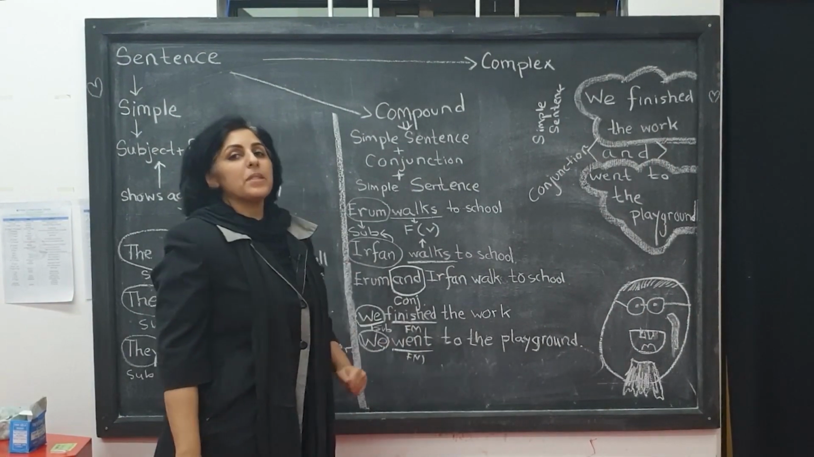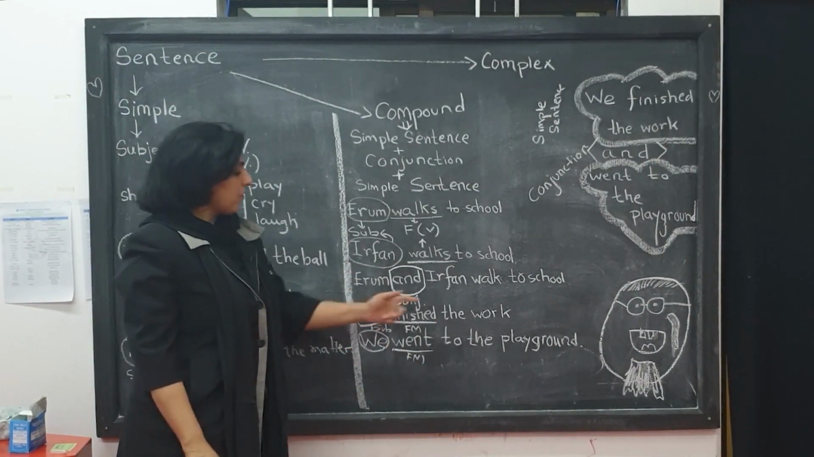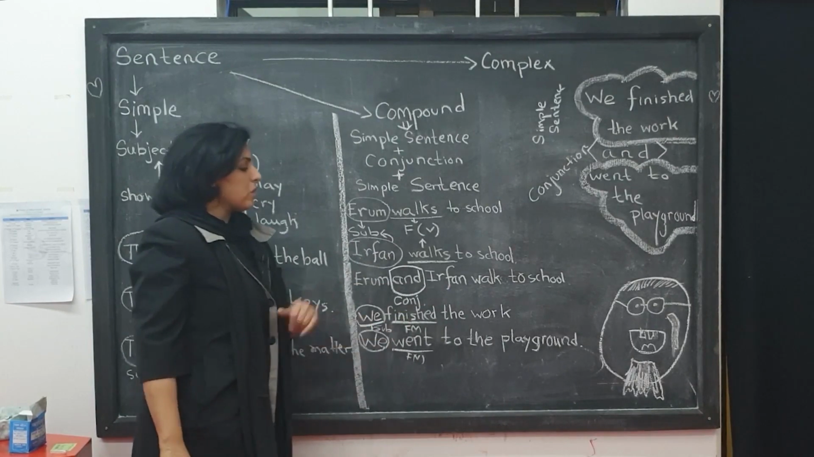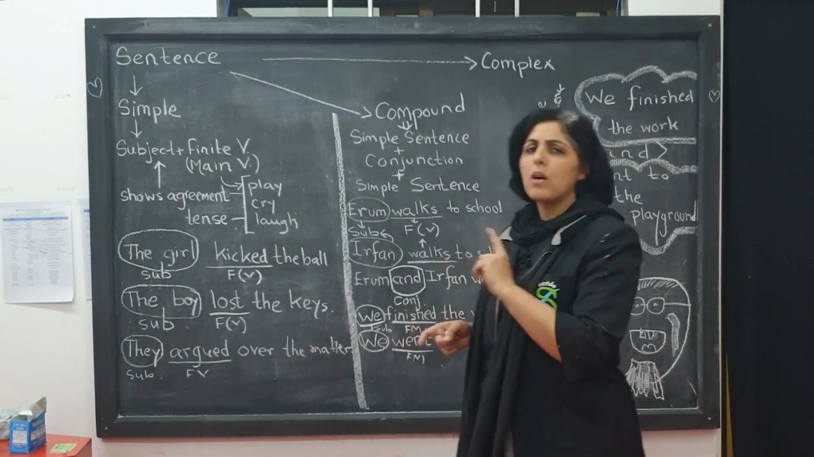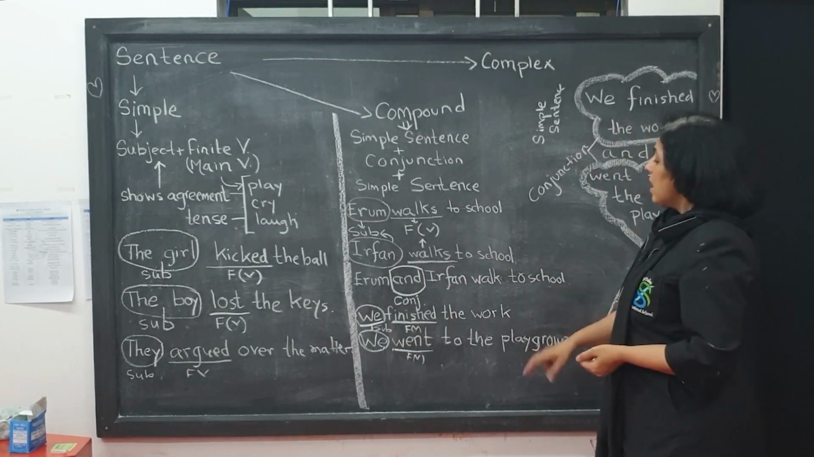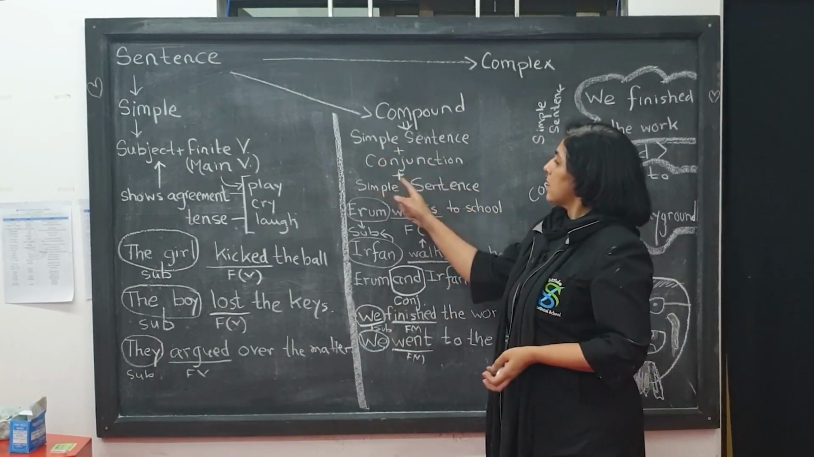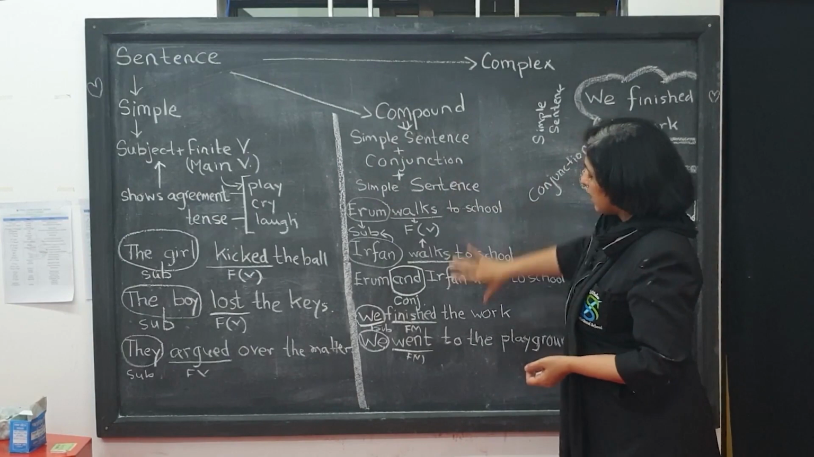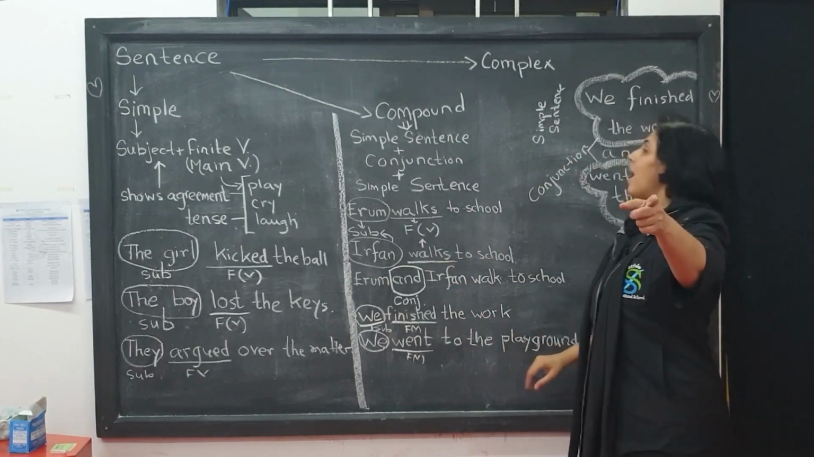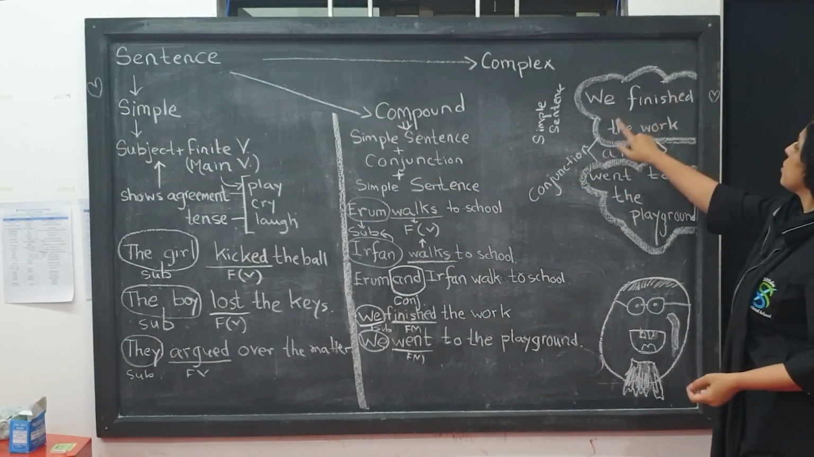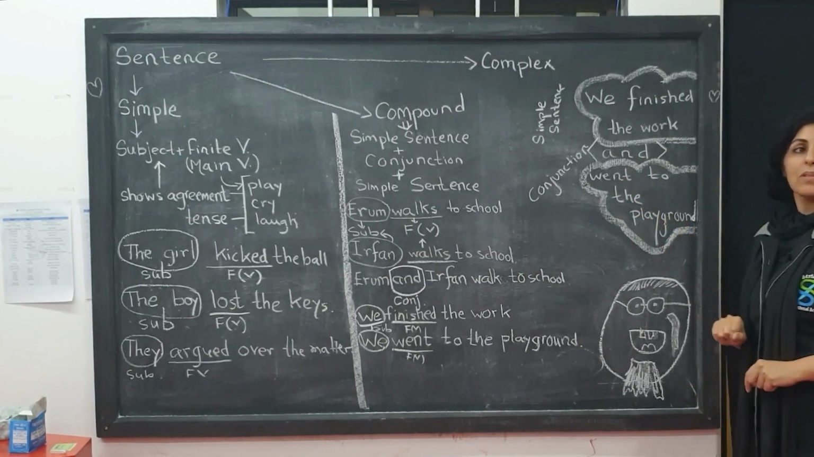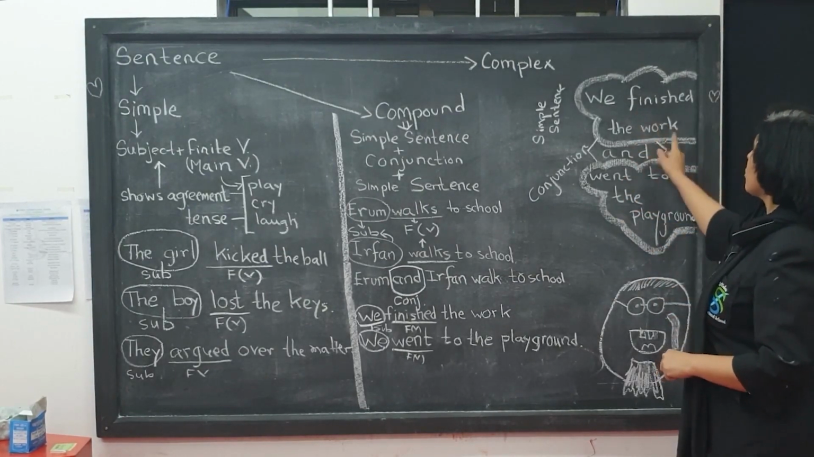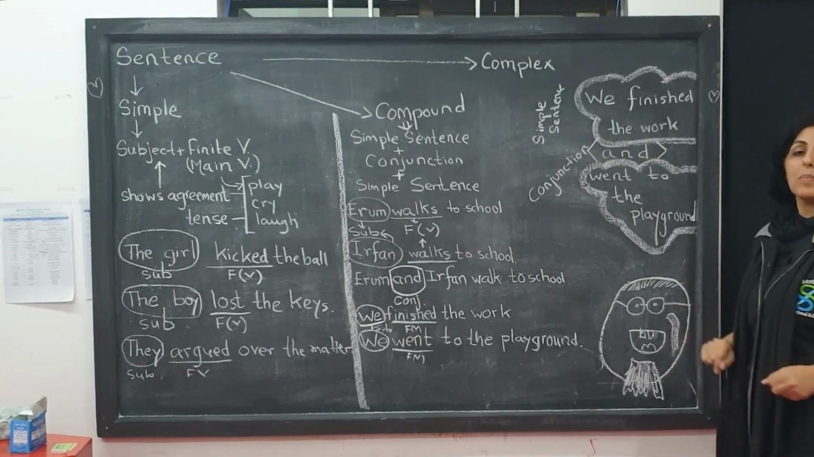So these are the two simple sentences that we want to work with. We finished the work, we went to the playground. We want to combine both of these sentences and make a compound sentence out of this. In order to do that, we have to use a conjunction in between these two simple sentences, and the answer would be, we finished the work and went to the playground. Okay, again, we finished the work and went to the playground.